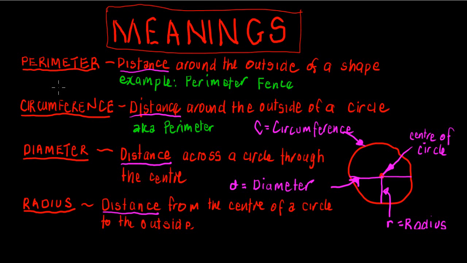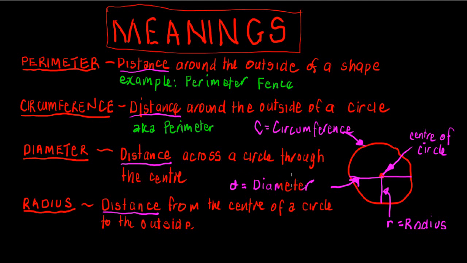The diameter of a circle is the distance across a circle, but it must go through the center. So it's always the longest line that you can draw across a circle, and it goes through the center of the circle, which is quite an important point in a circle. So we usually use a capital C for circumference, and a little d for diameter.